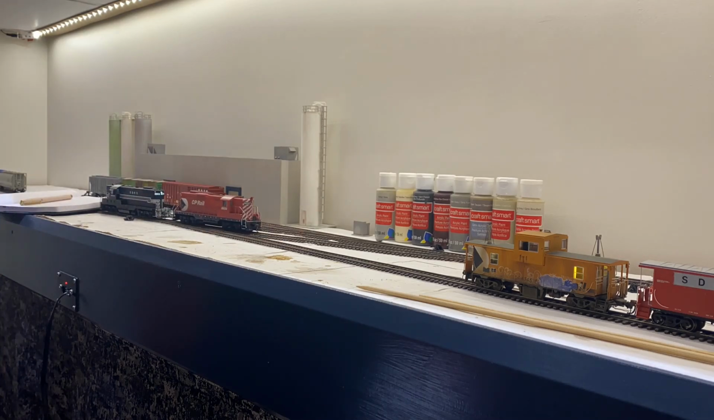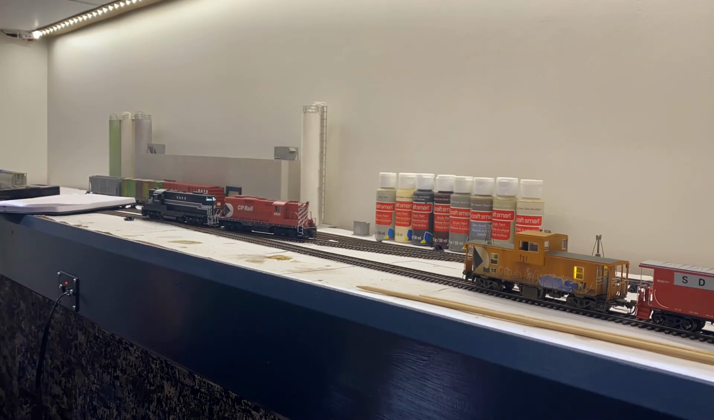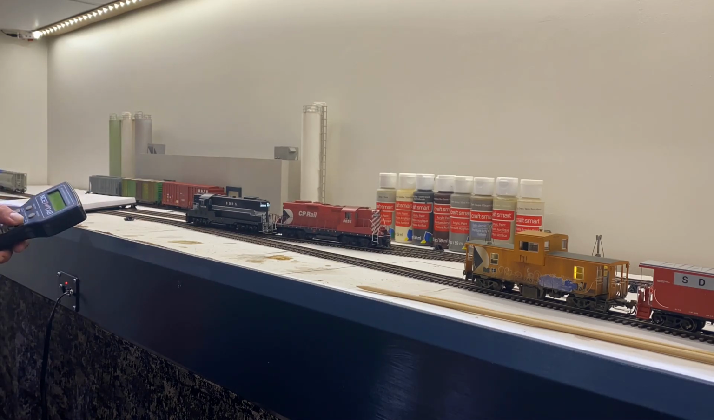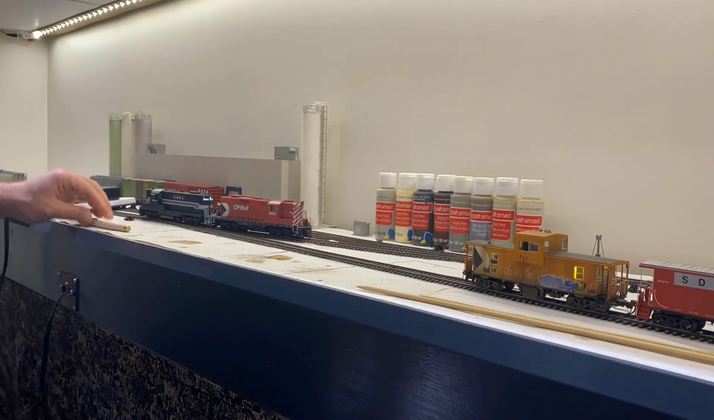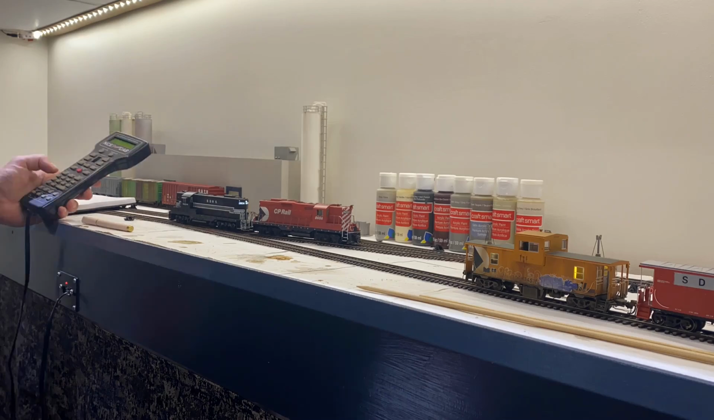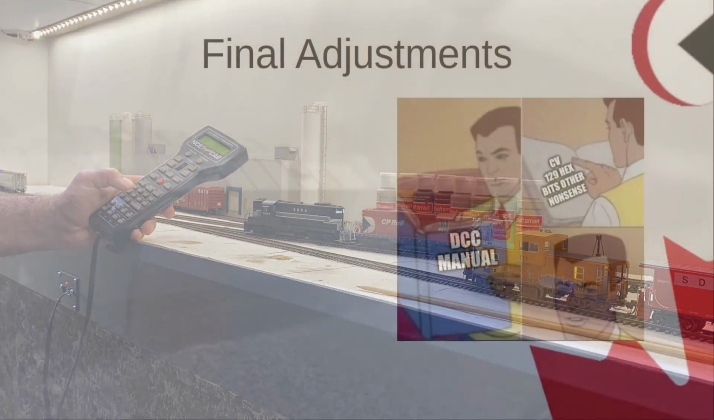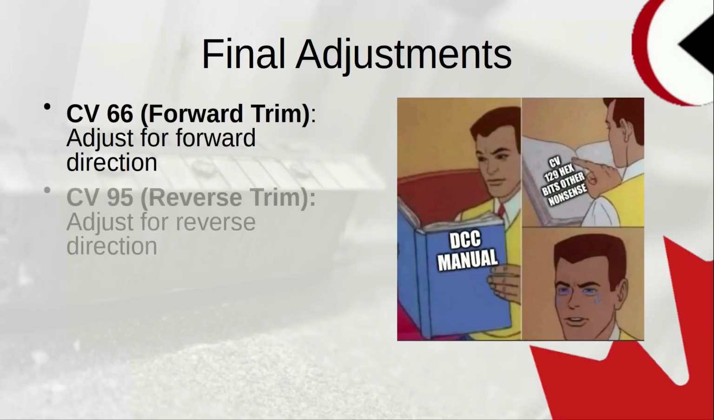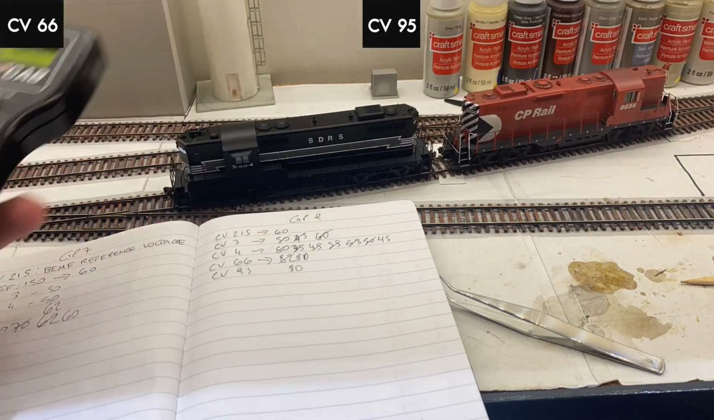As you move up the speed table, speed discrepancies between the two models will start to become more obvious. The goal here is to get them up the speed table working as closely as possible with as little arguing with each other. It's okay to cry, I know I have. Once you reach the end, whether speed step 28 or in my case speed step 13, run them side by side and start tweaking CV66 for the forward trim and CV95 for the reverse trim. And those numbers depend on which direction the engine is facing and which direction it is traveling.